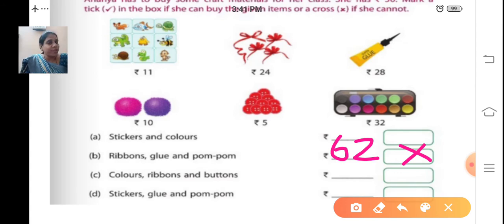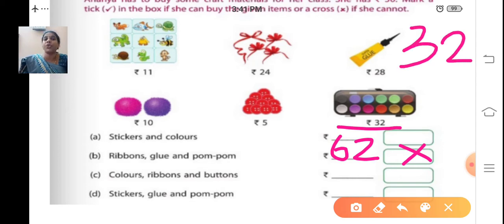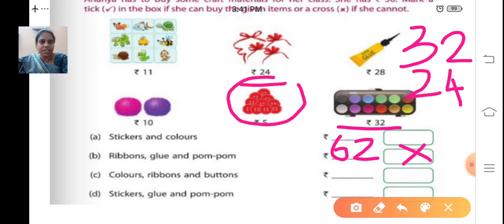Now third one and fourth one you're going to do. I'll just tell colors, ribbons and buttons. Just see how much is the colors. Yes, 32 rupees. So you're going to add 32. Then ribbon. How much is a ribbon? Just see, 24. And buttons. So this is buttons, right? 5 rupees. So add all these three. And if it is above 50, you just cross it. So you cannot buy, right? Only Ananya is having only 50 rupees, isn't it?